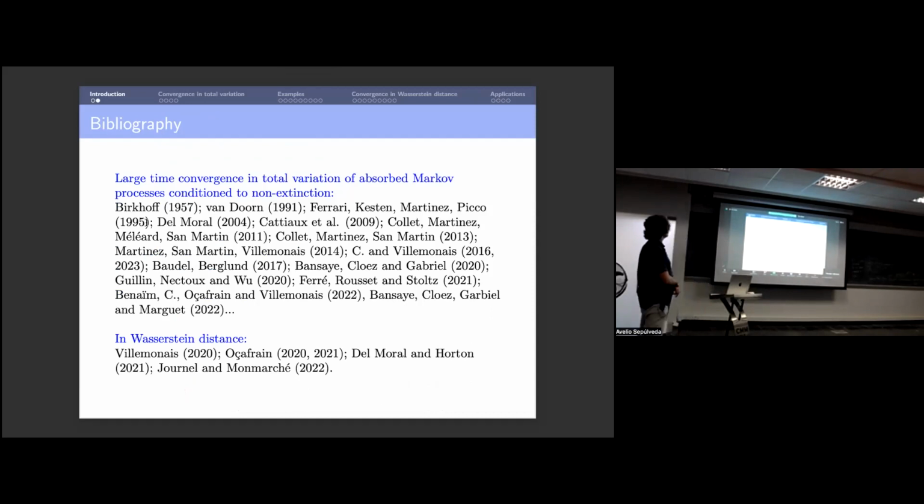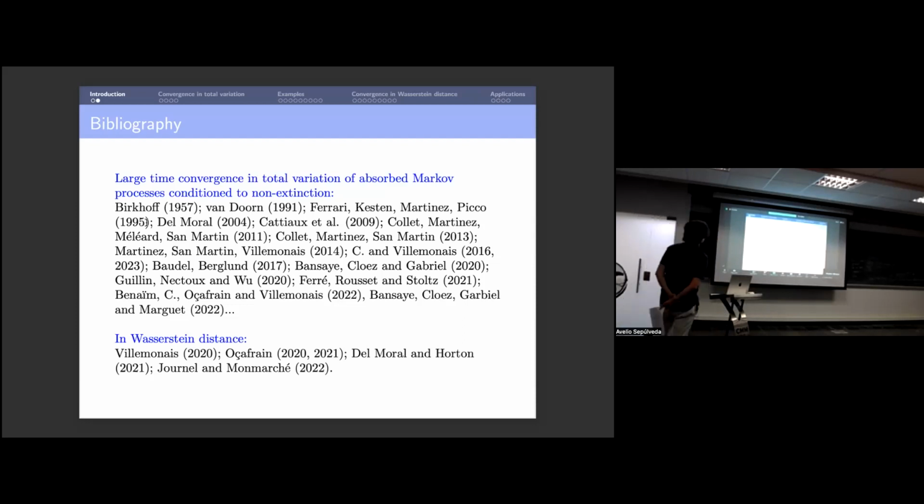Also, a few words about references. This is by far not exhaustive, but because I'm going to describe total variation convergence and Wasserstein convergence, let me recall some references about convergence in total variation of Markov processes conditioned to non-extinction. I'm not going to read that. Maybe I can emphasize this very old reference by Birkhoff, who is the son of the famous one in ergodic theory.